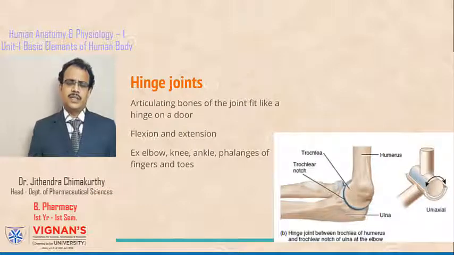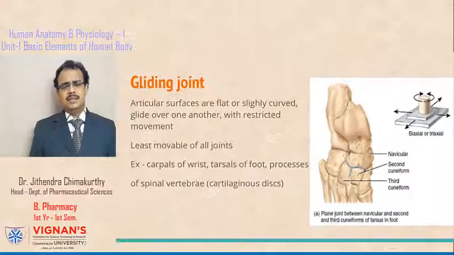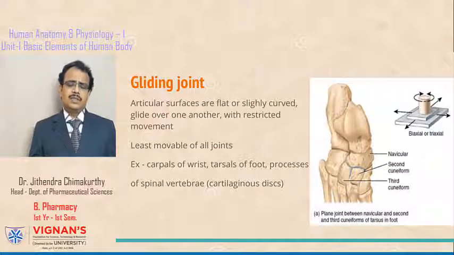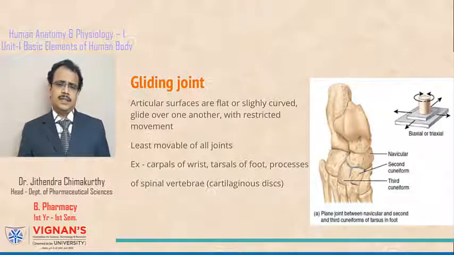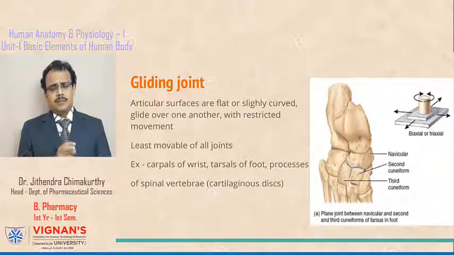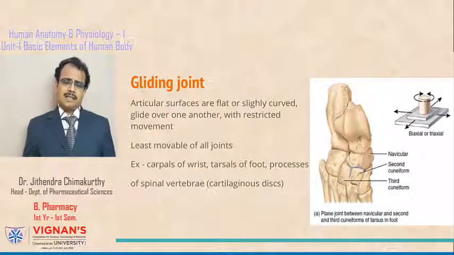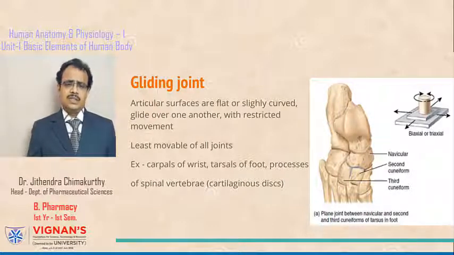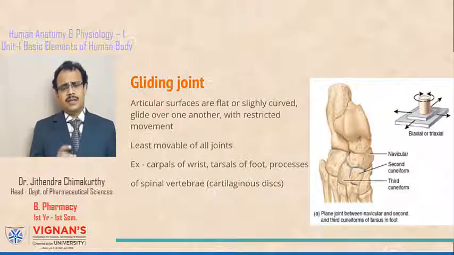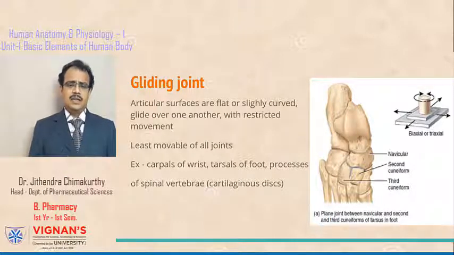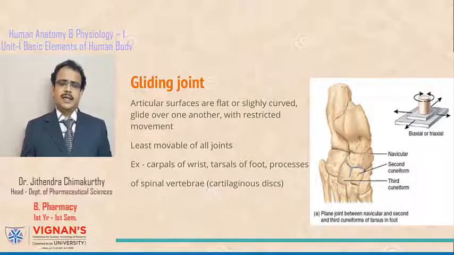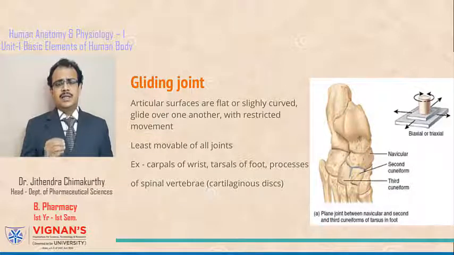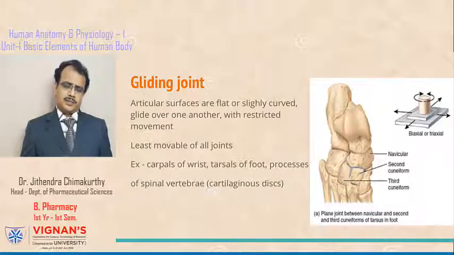The other type of joint is the gliding joint. This type of joint forms between the surfaces of bones which have rounded areas. Examples are the carpal bones of the wrist and the tarsal bones of the ankle joint. So these are examples of gliding joint where the bones simply glide over each other, and this also restricts the movement of these bones. Gliding joint is one of the least movable types of synovial joint.